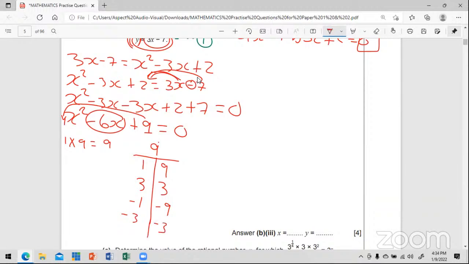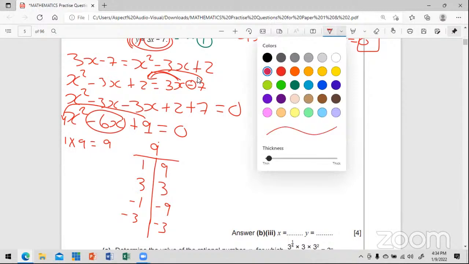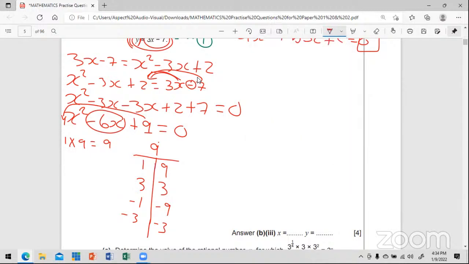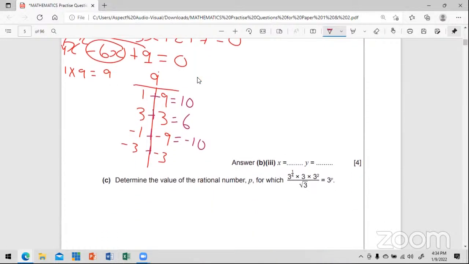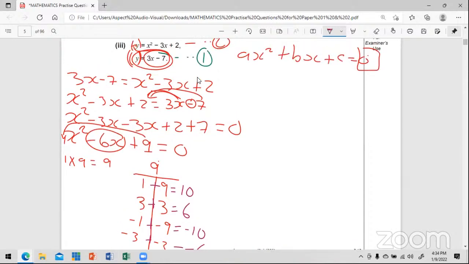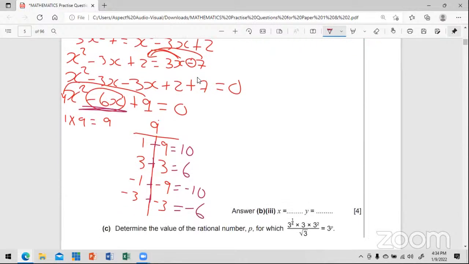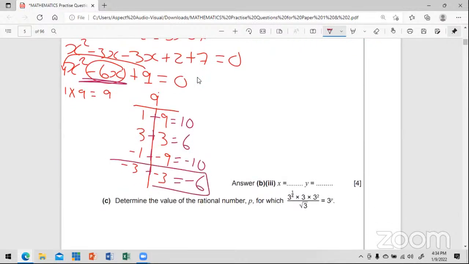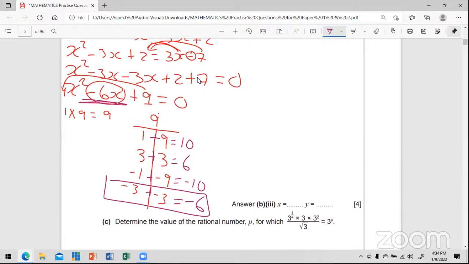So now you add these together. I add this, I get 10. I add this, I get 6. I add this one, I get negative 10. I add this again, I'm getting negative 6. Which one is giving you the middle number? So it's actually this one, therefore it means negative 6.